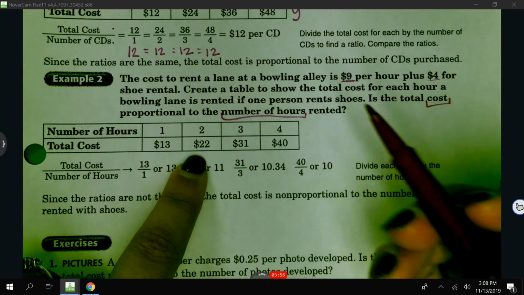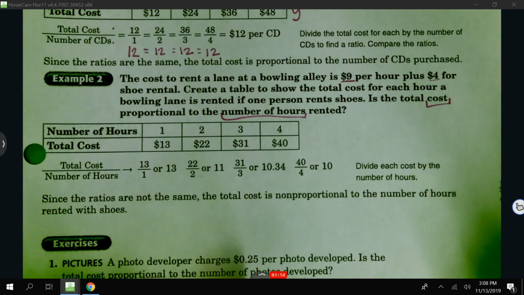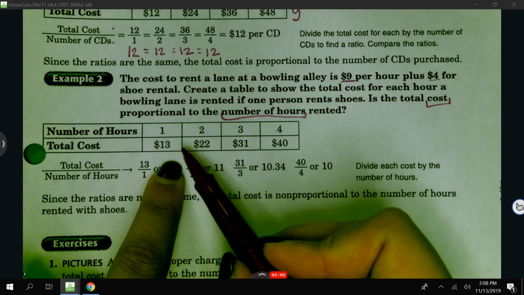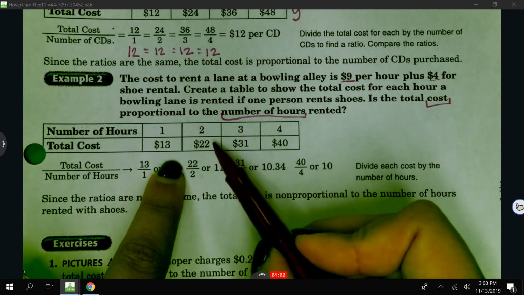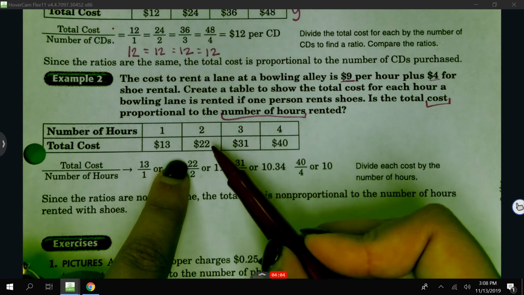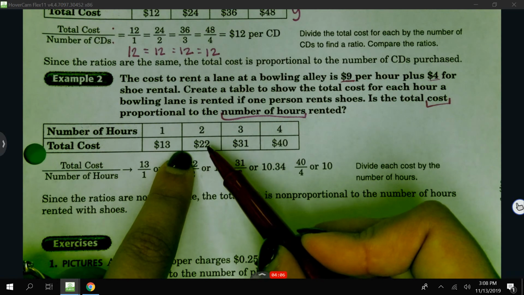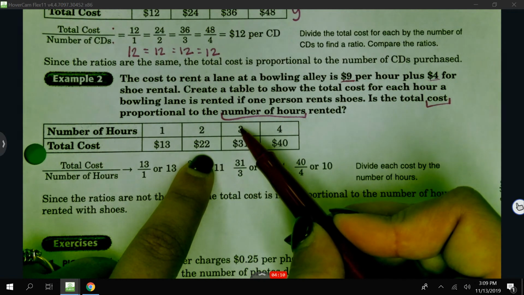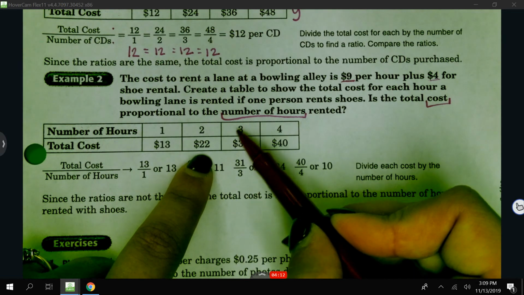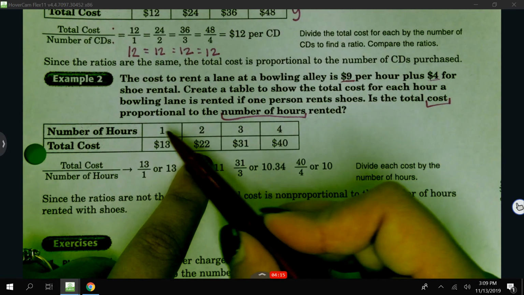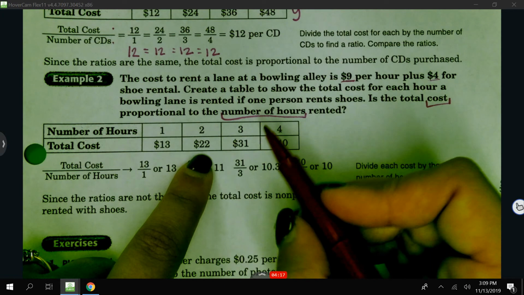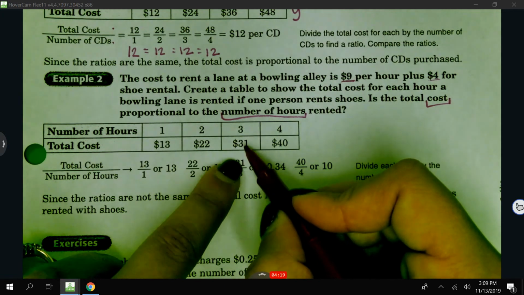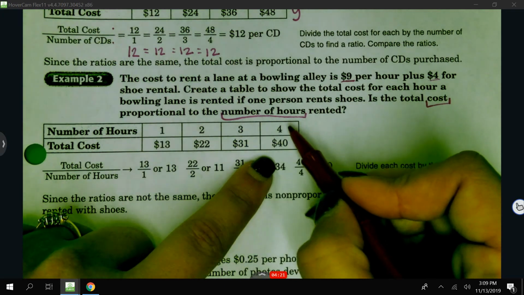So I've already paid my $4 for my shoes. So I'm just paying an extra $9. So for 2 hours, it's going to cost $22. From there, if I'm going to extend it and play 3 hours, I only have to pay $9 extra instead of the total $13, because I don't have to pay for my shoes again. So 3 hours to bowl is going to be $31. 4 hours to bowl is going to be $40.